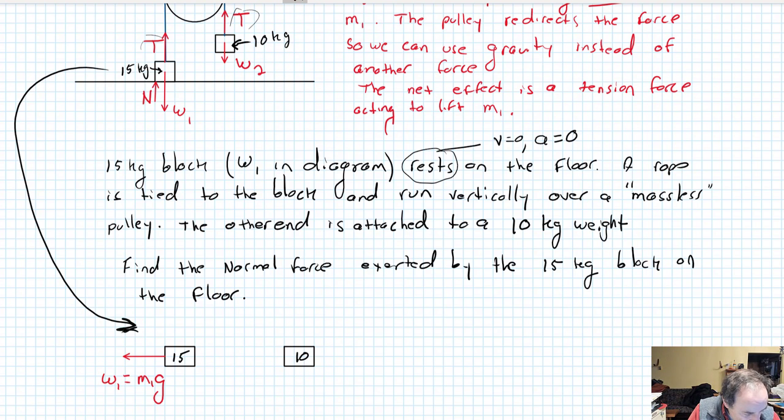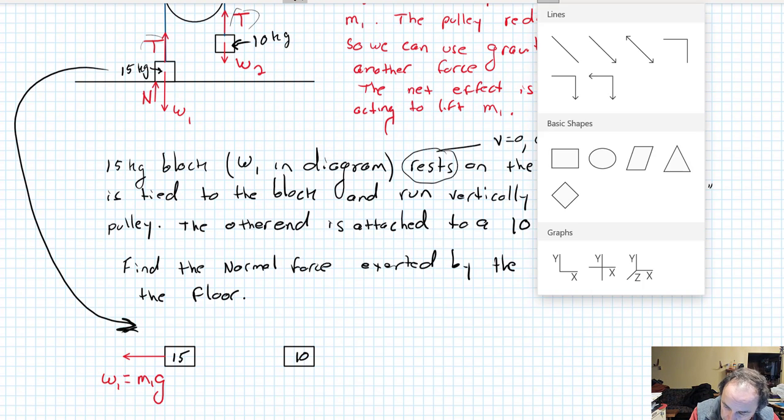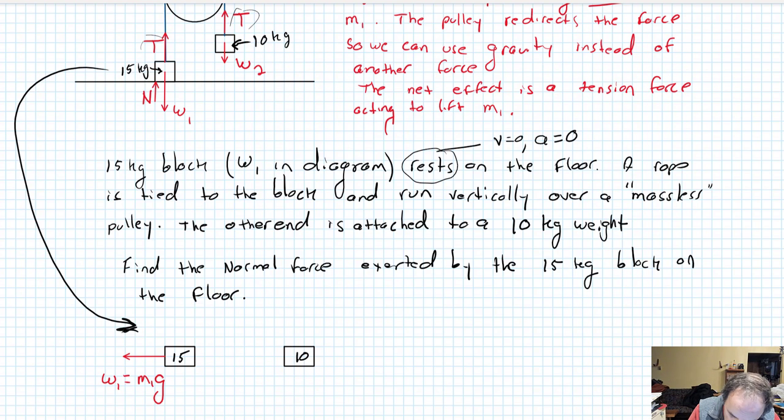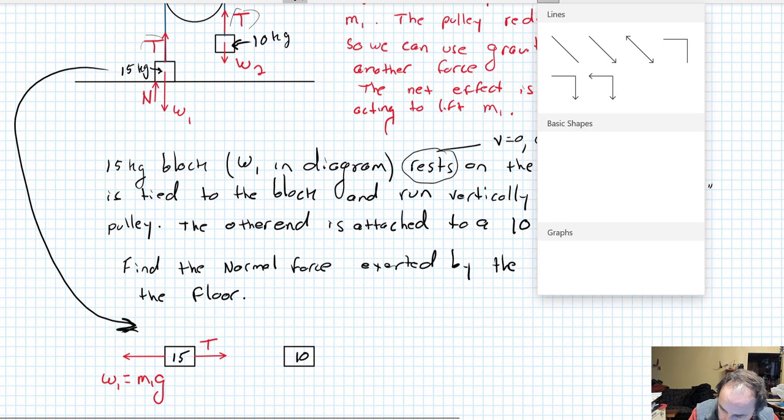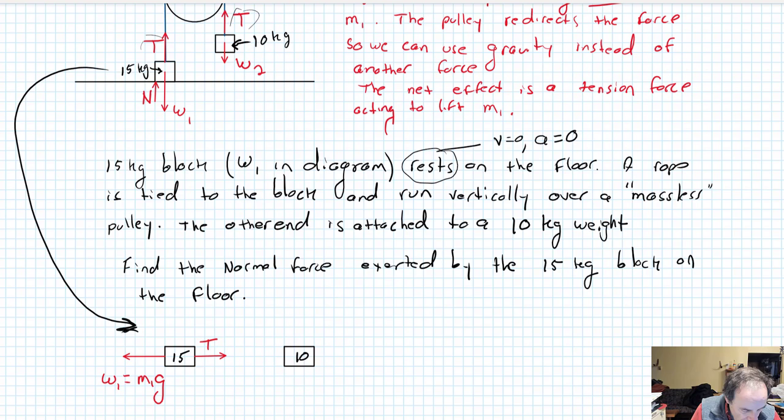And I've got T going this way. And I've got N going this way. Okay, so that's the free body diagram. I guess I should have put that free body diagram of weight 1. All right, T and N are in the same direction.